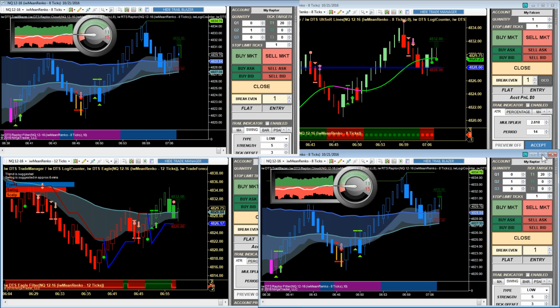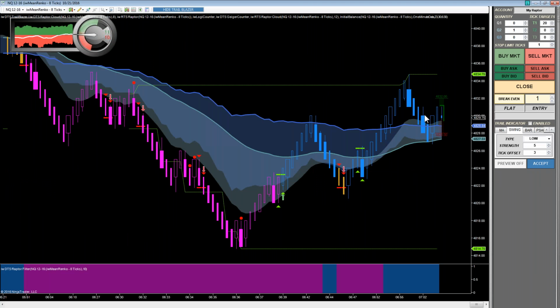Back here on the Raptor, this may be a cloud crossover. So the cloud's going from bearish now to bullish, the market retreating into the cloud, and now looking for the cloud to bounce the market out and perhaps give us a buy signal.